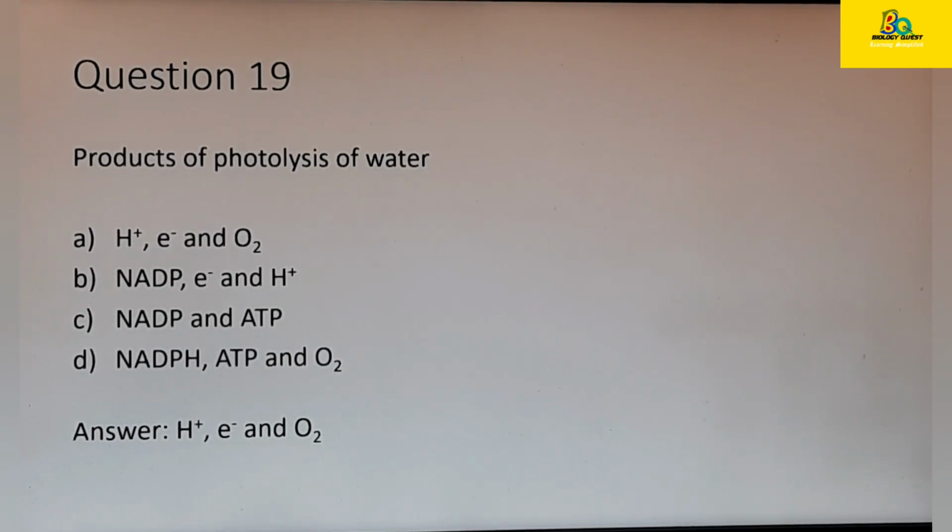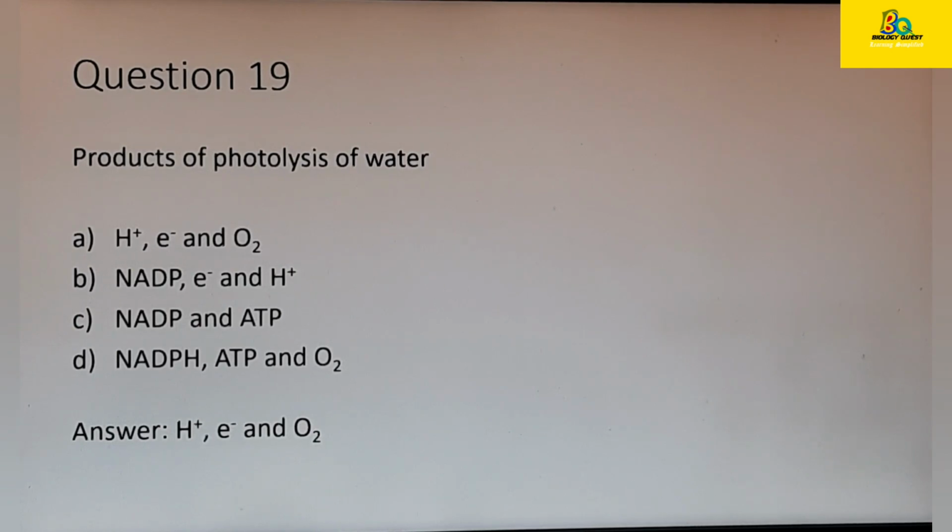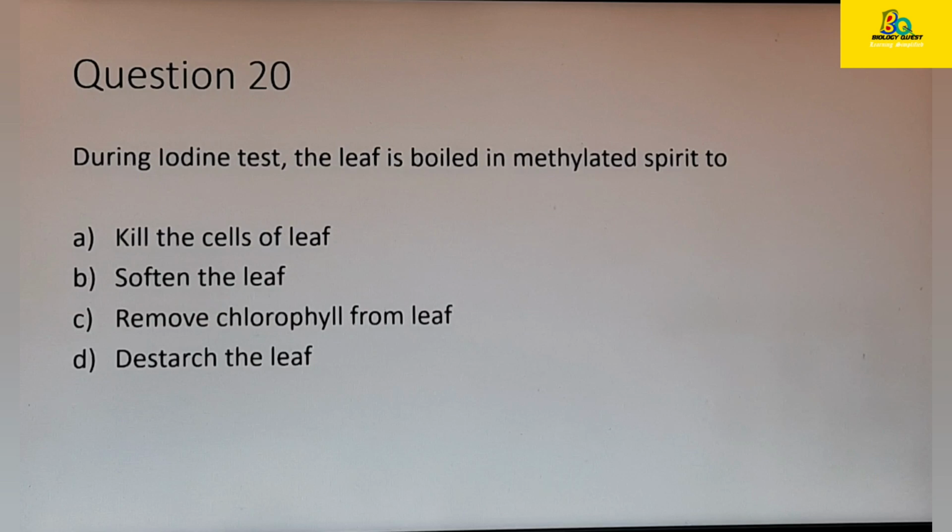So this is what is happening to the products of photolysis. What are the products of photolysis? The products of photolysis are H plus ions, electrons and oxygen. Okay, I hope that is clear to all of you. Moving on to the next question.